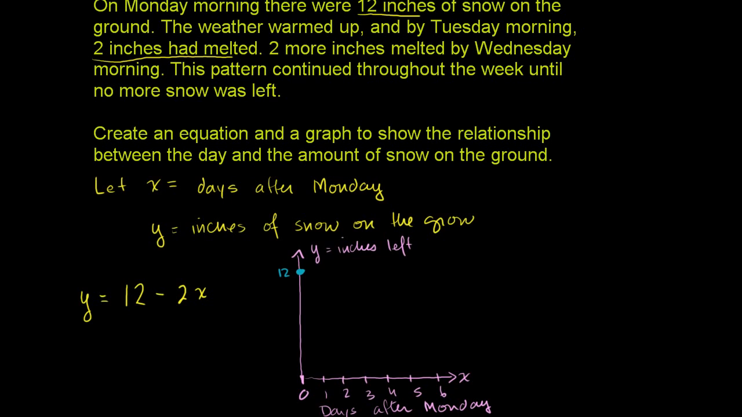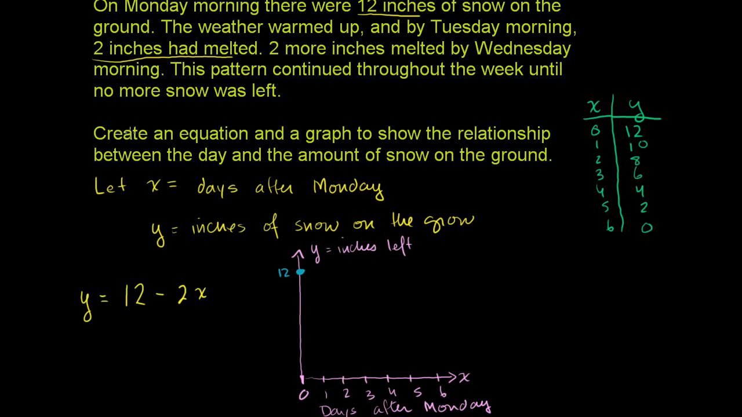And actually, I could do a table if you like. Let me draw this. So if we do x and y, this is the days after Monday. So 0, 1, 2, 3, 4, 5, 6. And then on the first day, we have 12 inches on Monday, 0 days after Monday. Then we lose 2 inches each day. On day 1, we have 10. Day 2, 8, 6, 4, 2, 0. So let's plot these points.